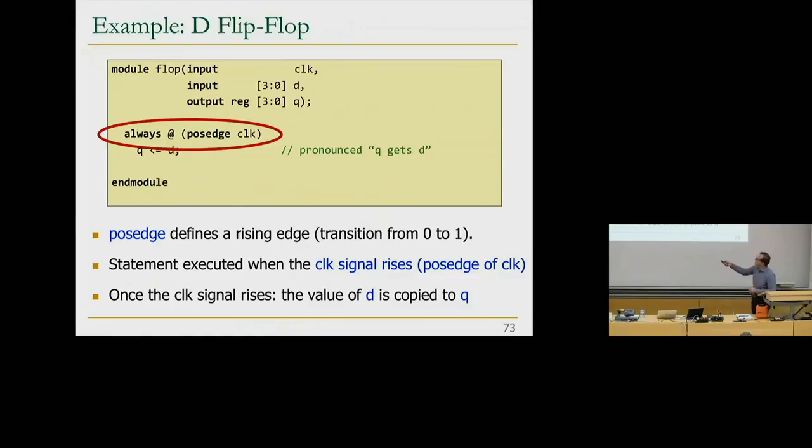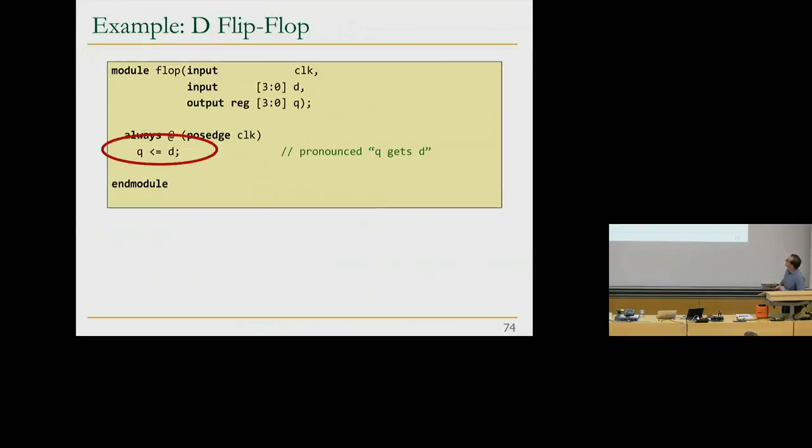Now we will see this assignment in a little bit. This is called a non-blocking assignment, meaning that you could have many other assignments over here. But this is our simple D flip-flop that we've seen before.